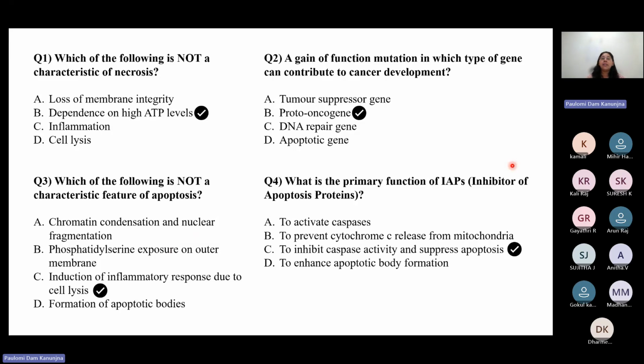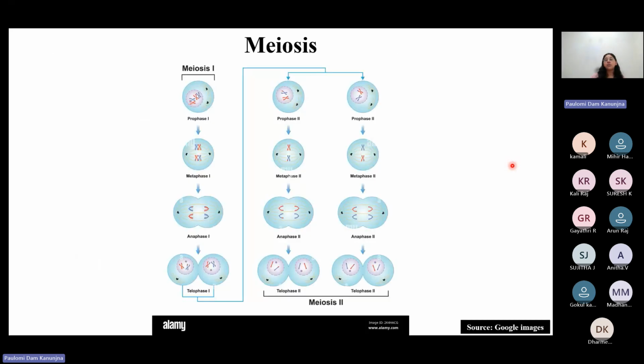It is basically to inhibit the caspase activity and suppress apoptosis. Okay. All right. So that brings an end to the two topics of this week's lecture notes. Now we come to the last one, which is meiosis, which is very interesting.